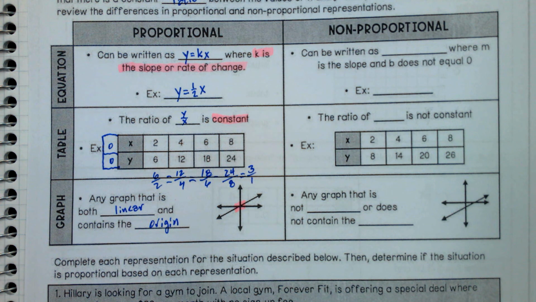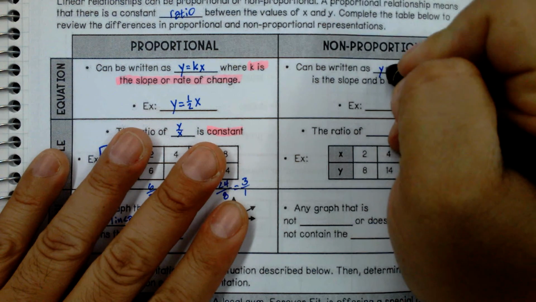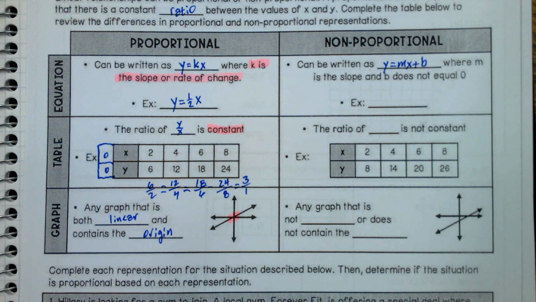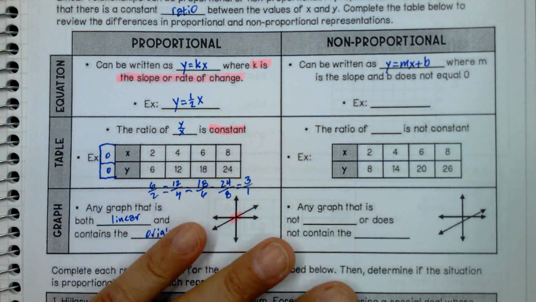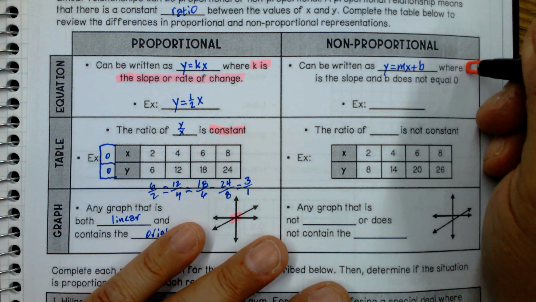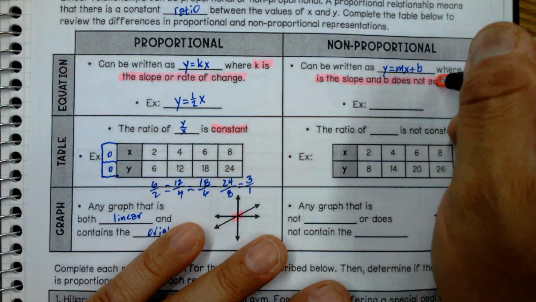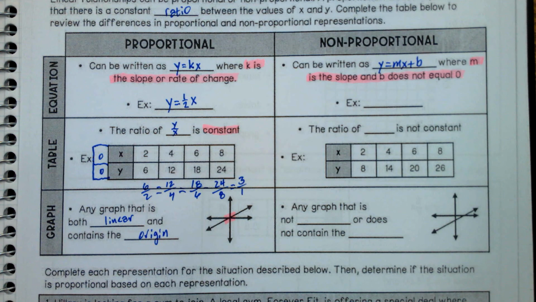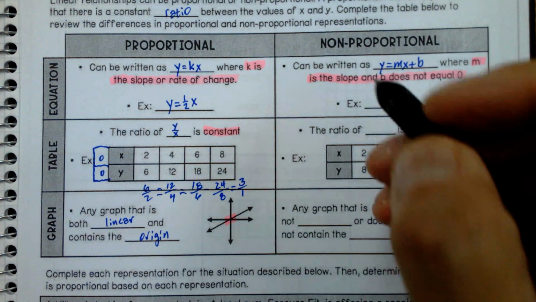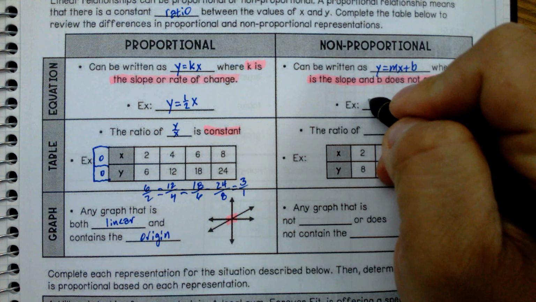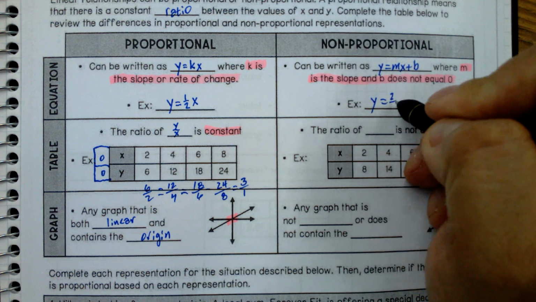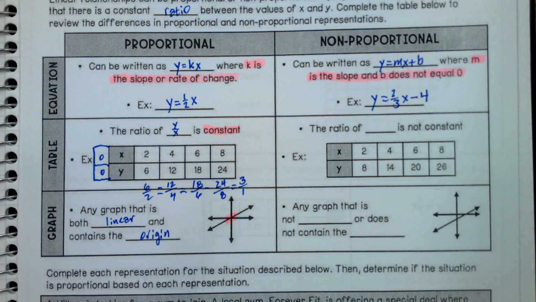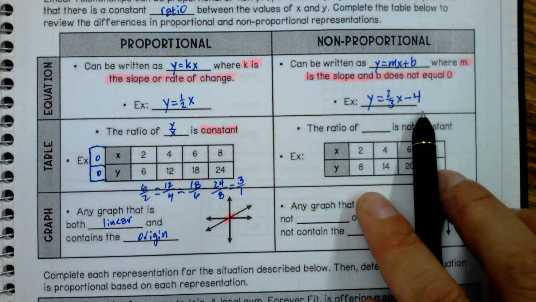So non-proportional can be written as y equals mx plus b, where m is the slope and b does not equal 0. So let's go ahead and highlight or underline that. So make up your own equation for example. I'll make up my own. Y equals 2/3 x minus 4. My slope is 2 over 3. My y-intercept b value is -4.